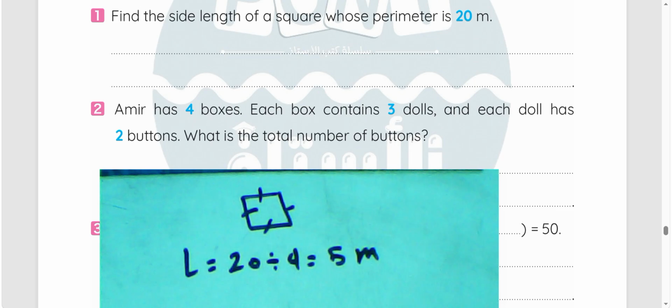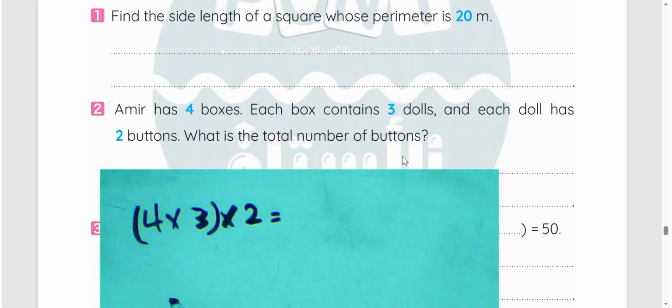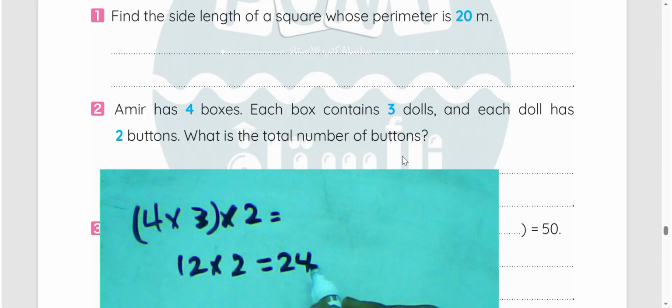Next question. Here there are 4 boxes. Each box contains 3 dolls. Each doll has 2 buttons. What is the total number of buttons? We can write 4 times 3 times 2. We can use the associative property directly. 3 times 4 is 12. 12 times 2 is 24. Okay, then the number of buttons will be 24 buttons.